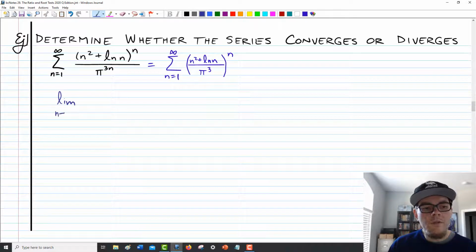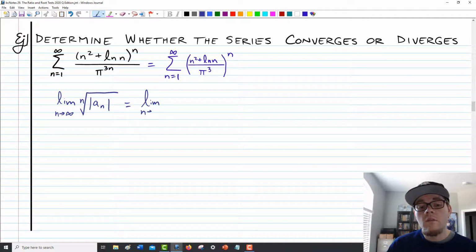So at this point, what we're supposed to do is take the limit as n goes to infinity of the nth root of the absolute value of all of those terms. For our case, I've mentioned that we don't need to worry about the absolute value portion. Since everything's already positive here, we should be good there.